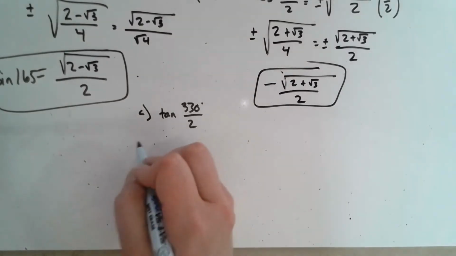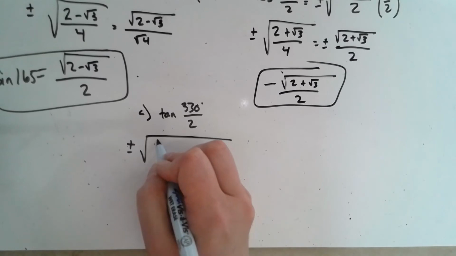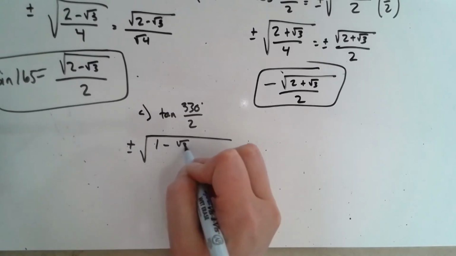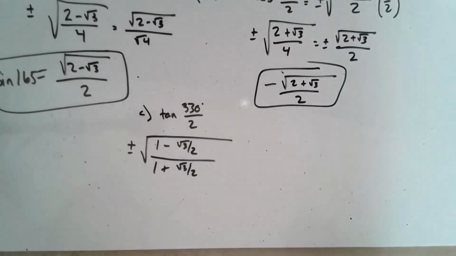Okay, so we get plus or minus the square root of 1 minus square root 3 over 2 over 1 plus square root 3 over 2. Okay, so we have it set up. Sorry, I gotta make sure I tell you guys right on this one. I worked it out several different places because, as I said, it's one of those frustrating ones.